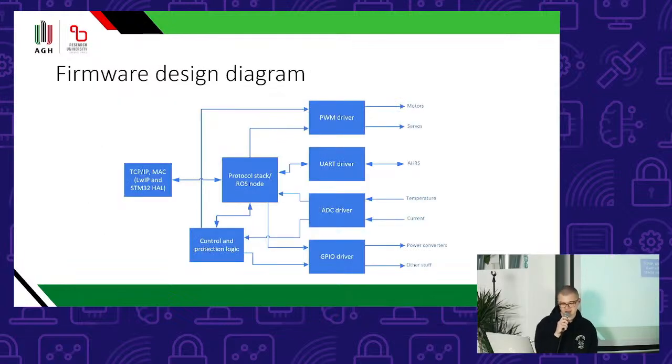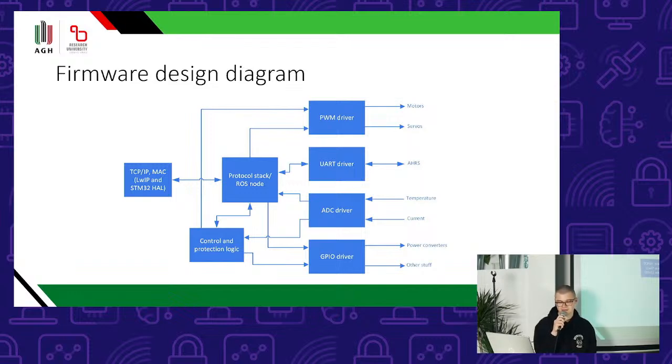This is the firmware design diagram. It is actually the modules that we have in our firmware. On the right side we have the drivers that directly issue some electrical signals or read electrical signals. So you have the PWM driver for motors and servos, the UART driver, the bidirectional driver for IHRS, the ADC driver for temperature and current measurement for now, and maybe for other sensors also, and the GPIO driver for standard push-pull outputs for controlling power converters and maybe some lights or other stuff.